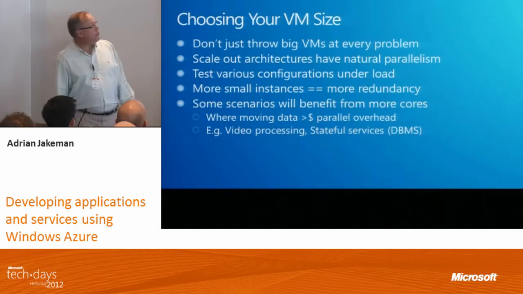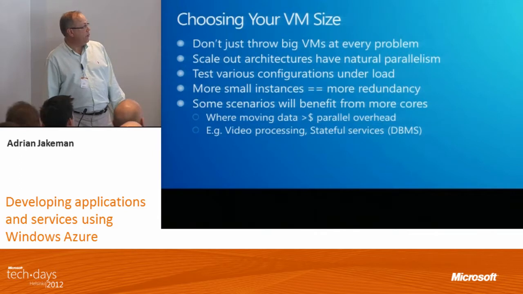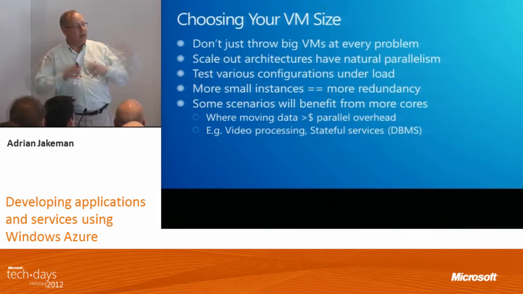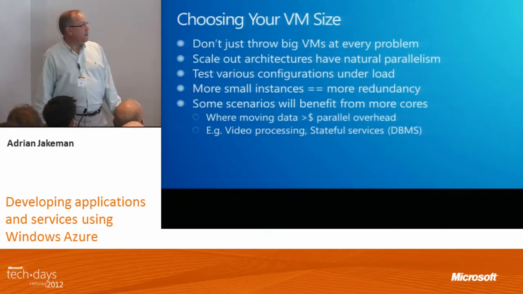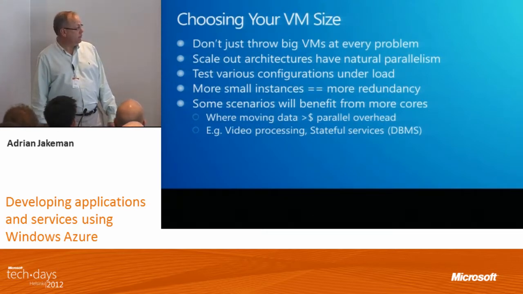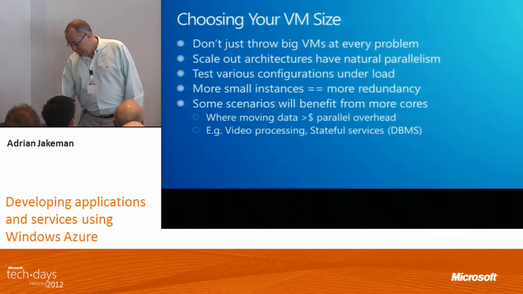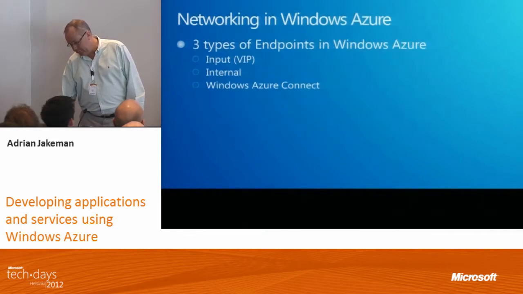So, don't just throw a big virtual machine at every problem. Scale is about having more instances. Processing power is about having more cores. Okay, talked about networking.